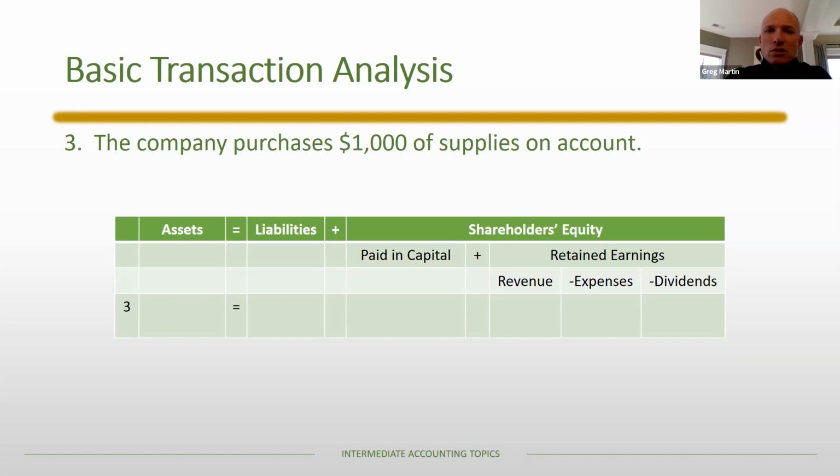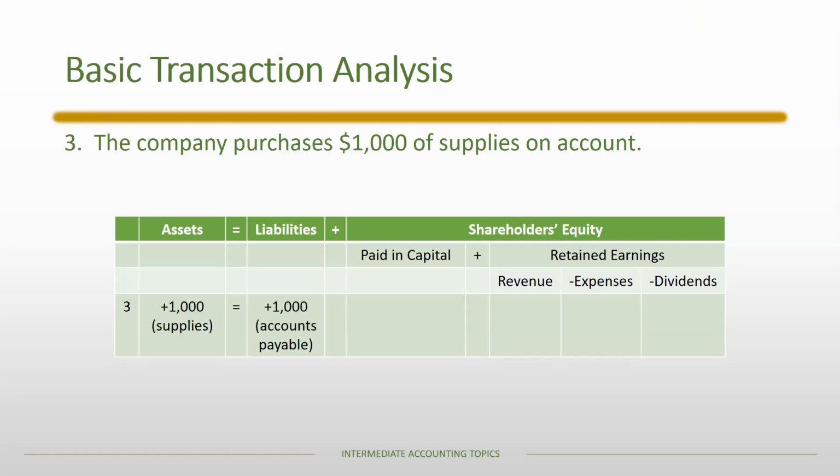Purchase of $1,000 of supplies on account. So I get the supplies, but now I owe somebody for those supplies. I just haven't paid them yet. Liabilities would go up by 1,000. And what specific account? Accounts payable. There you go.